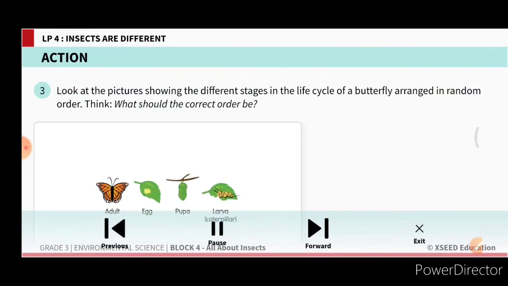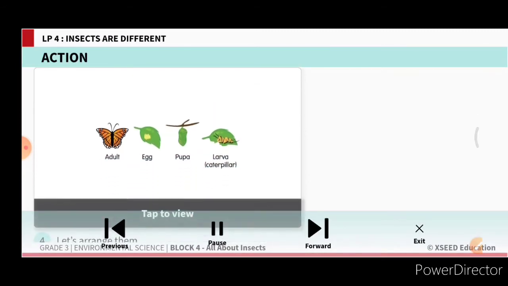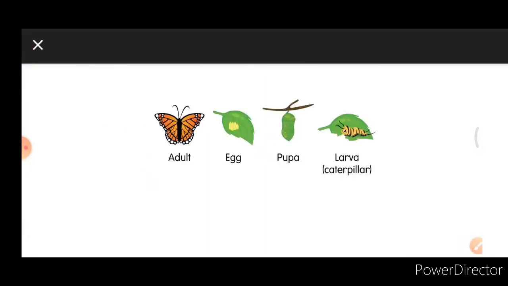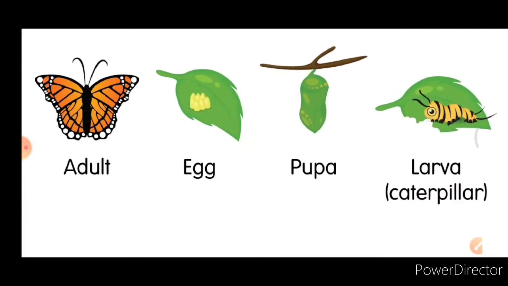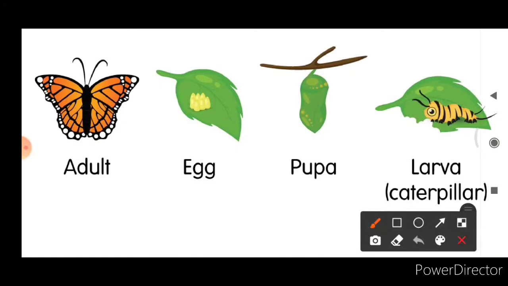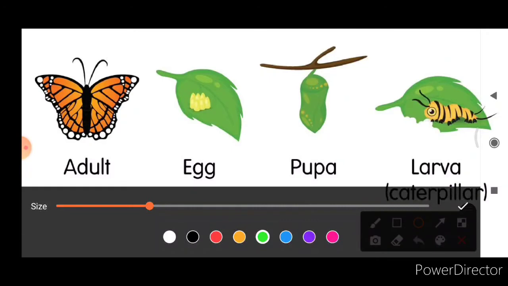Look at the pictures showing the different stages in the life cycle of a butterfly arranged in random order. What should be the correct order, children? They are not in the correct order. You have to arrange them in the correct order. So, what will you write here? What is the right order?